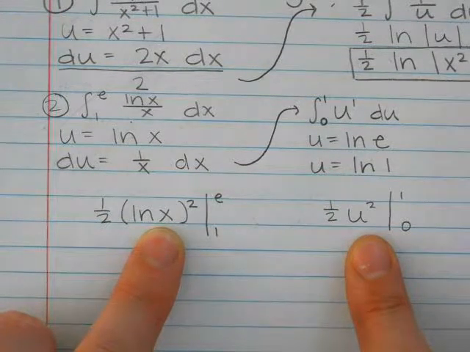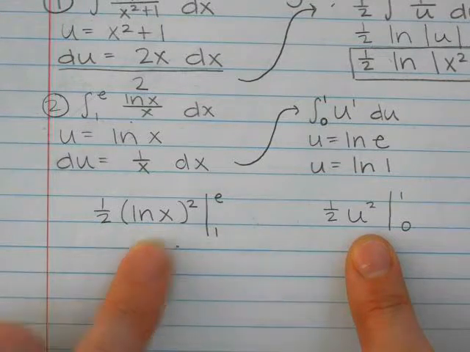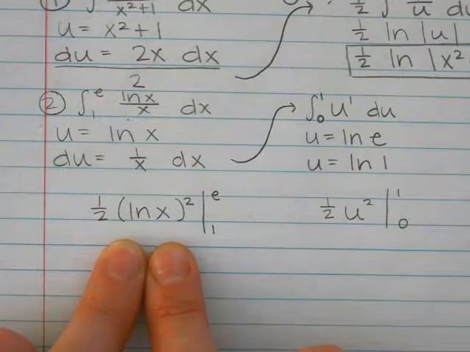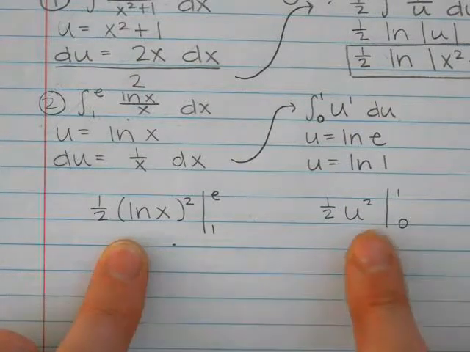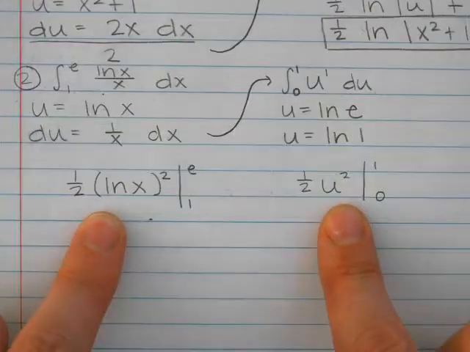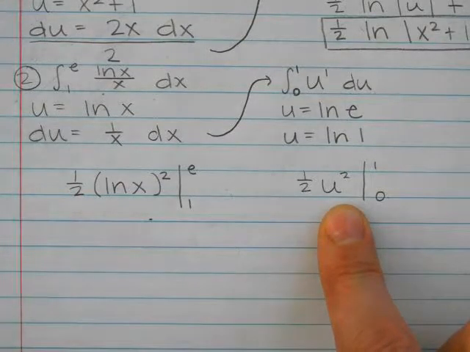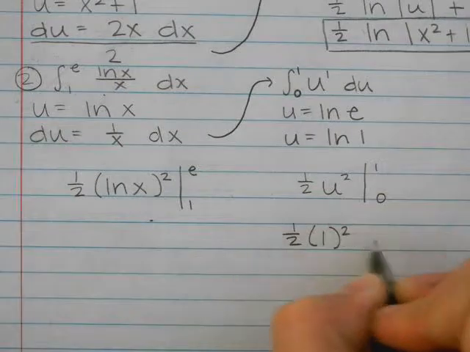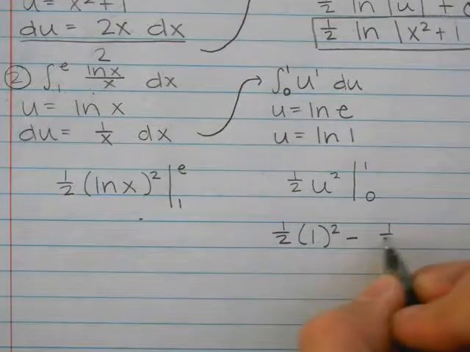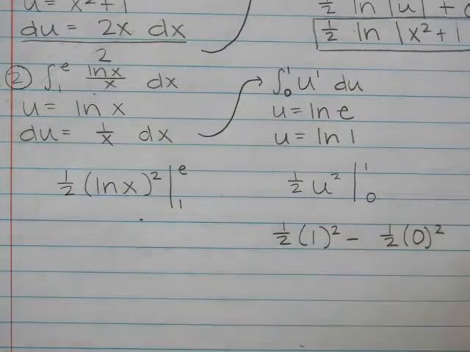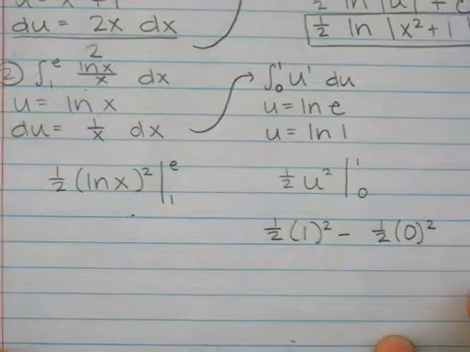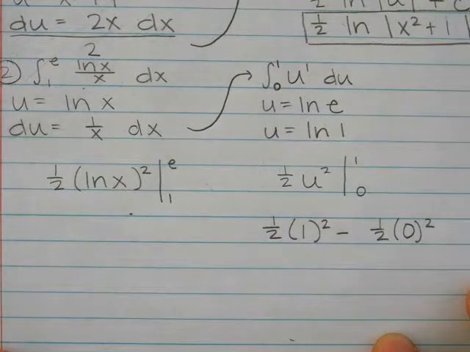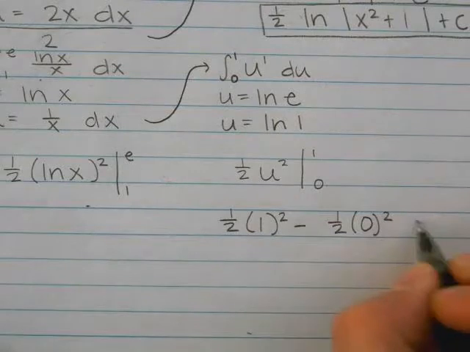Okay? So last unit, when I first showed you how to do this, you guys were more comfortable with plugging the x back in and just doing terms of x the whole time. But I want us to practice this so that we can do the u's instead, if we need to. Okay? So if we do the u's, we're going to say 1/2 times 1 squared minus 1/2 times 0 squared. And what do you get? You get 1/2.